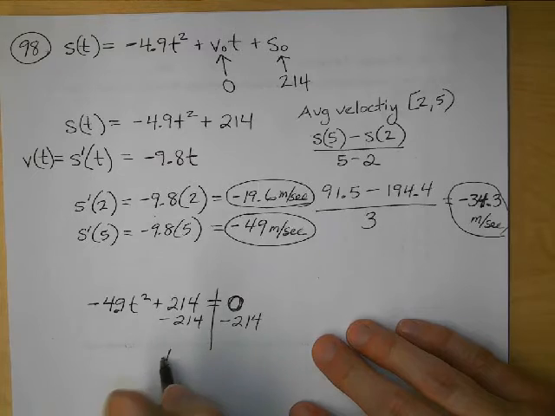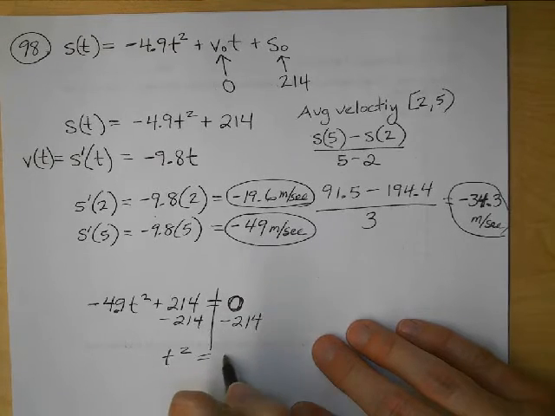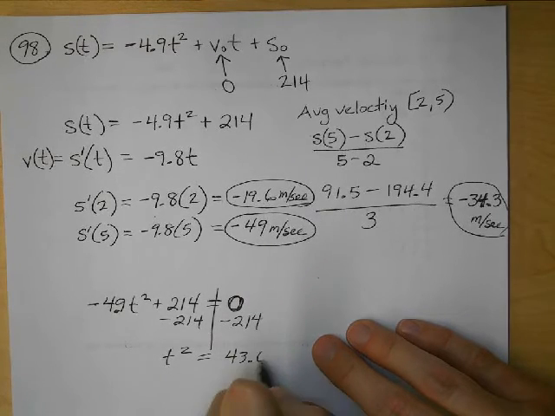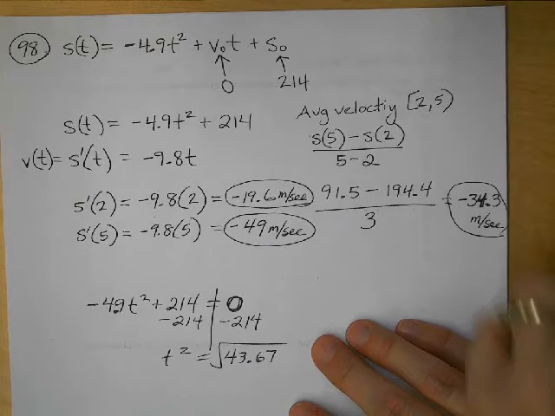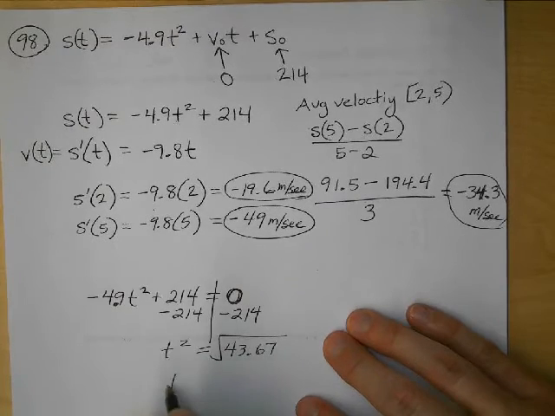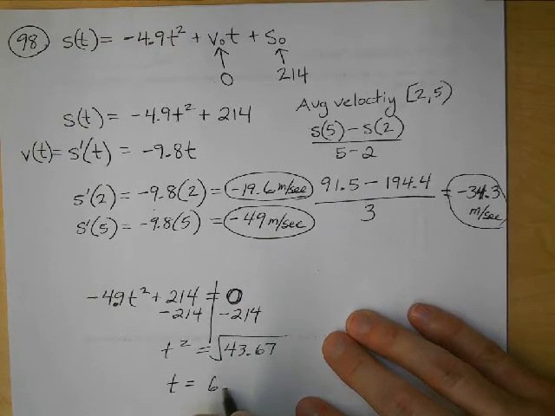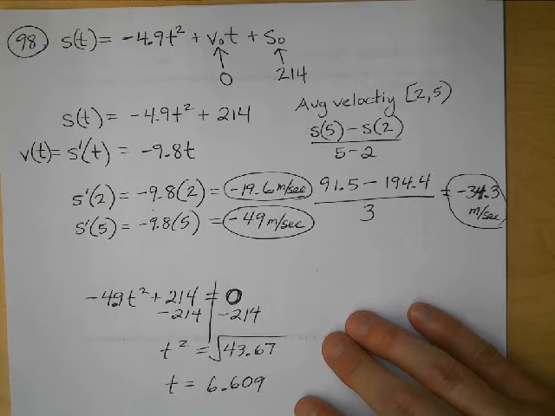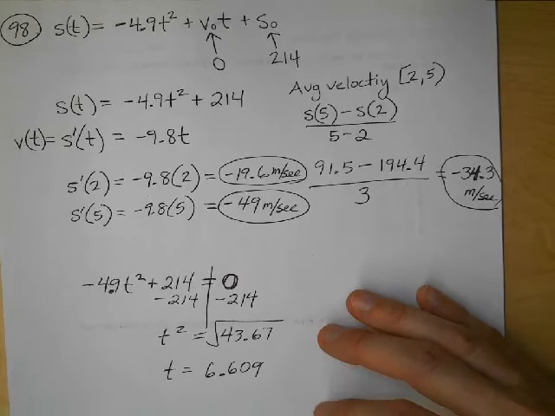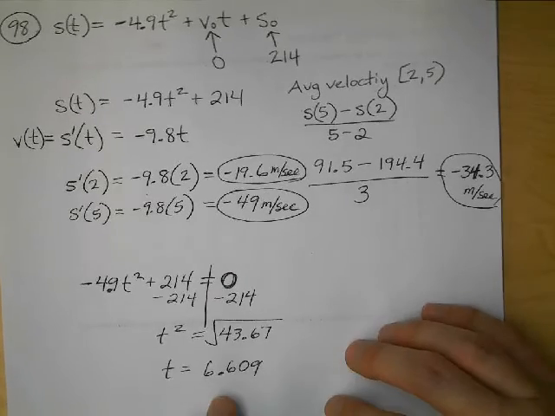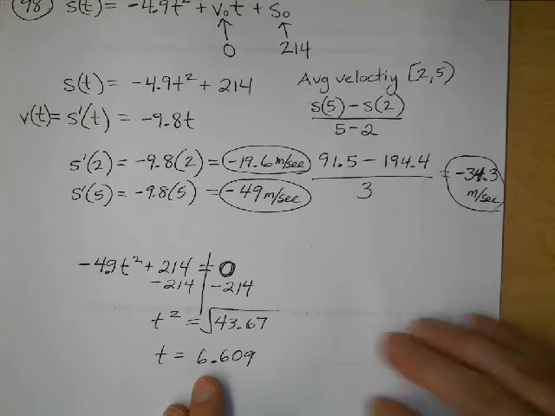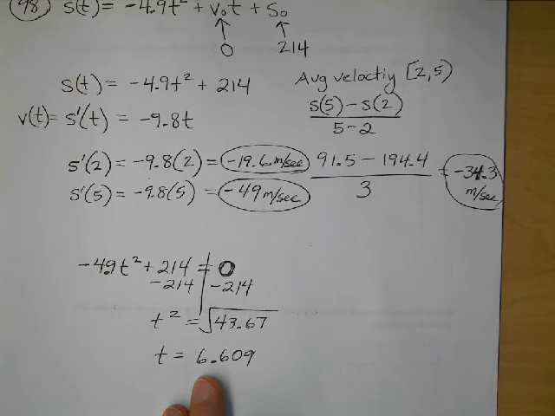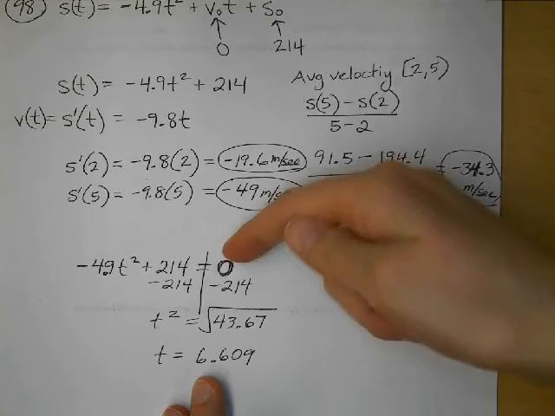and then take the square root of that answer to get the time. And then you can round it off. I got about 6.609 or 6.61 or something like that. It just said round it off. Find the time for the rock to fall till it hits the ground. That's why it's equal to 0.